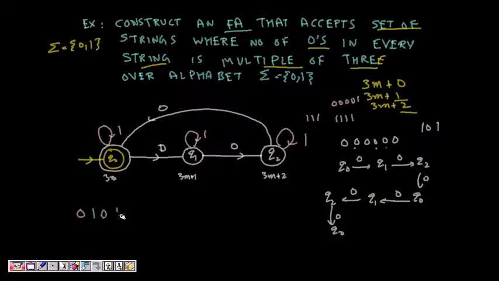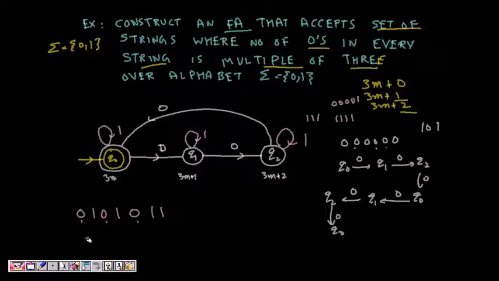So let's try to describe it. 0 1 0 1 0 1 1. Now, should this string be accepted? Because it says the number of zeros should be a multiple of 3. So 1, 2, 3. This should be accepted. Let's try to process it.